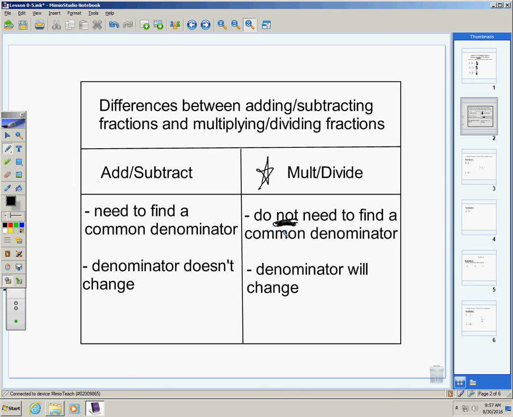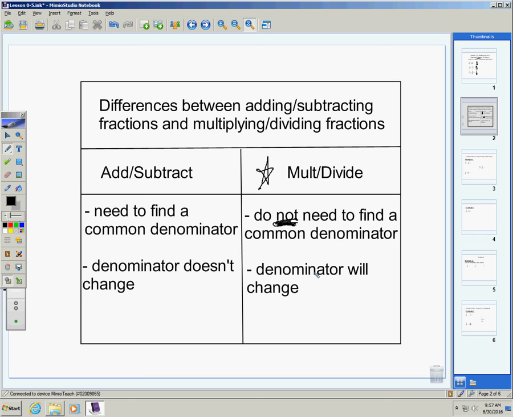And most likely when you multiply or divide, the denominator will change. This should kind of make sense. When you start with the same thing, you're going to end with the same thing. When you start with two different denominators, you're going to have a different denominator when you end.